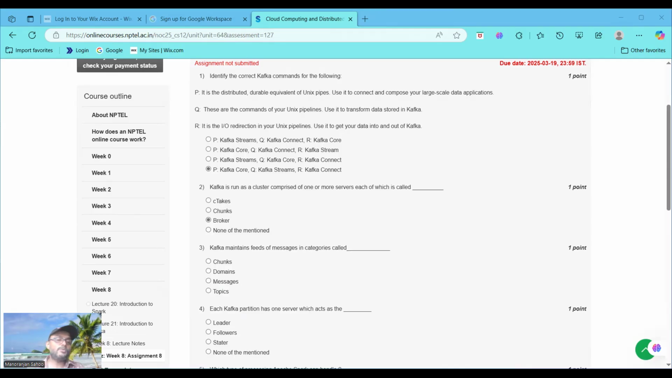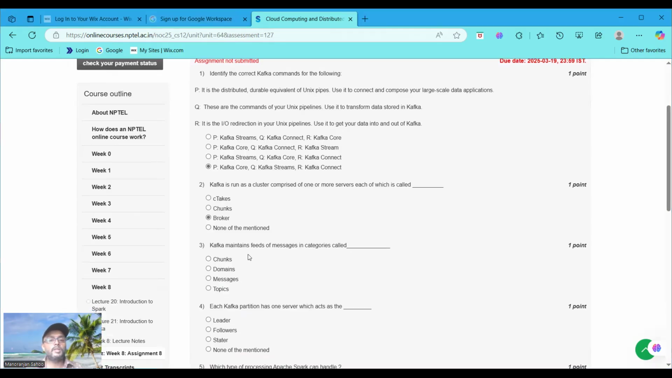So why do we choose the other options as incorrect? Option B mentions chunk. What is chunk? A and B are incorrect because they are not Kafka terminology. D is also incorrect because broker is the correct term. That's why we choose option C, broker. Now moving to question number 3.